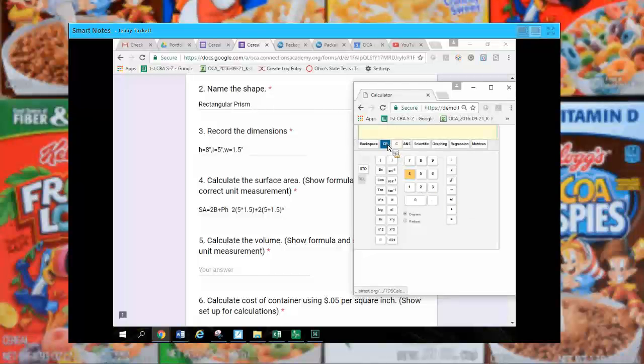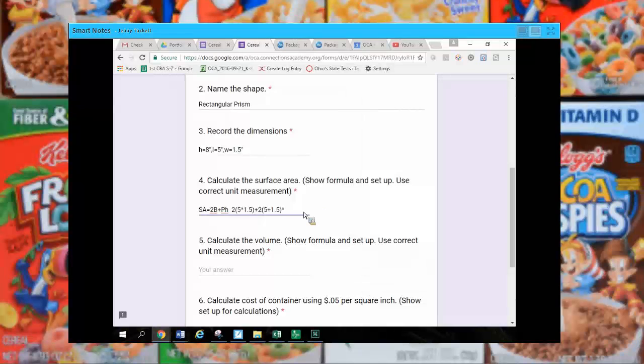Oops, something wrong there. 2 times 5 times 1.5. Why this calculator is not receptive. Plus 2 times the sum of 5 plus 1.5, times 8. And I get 119 inches squared.